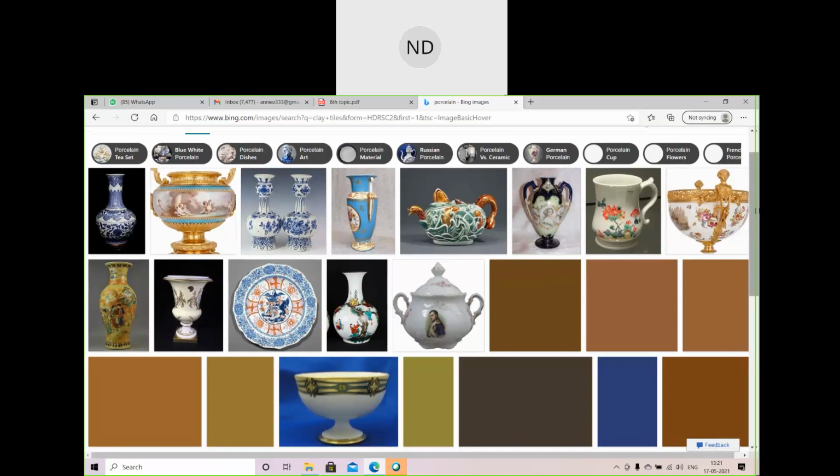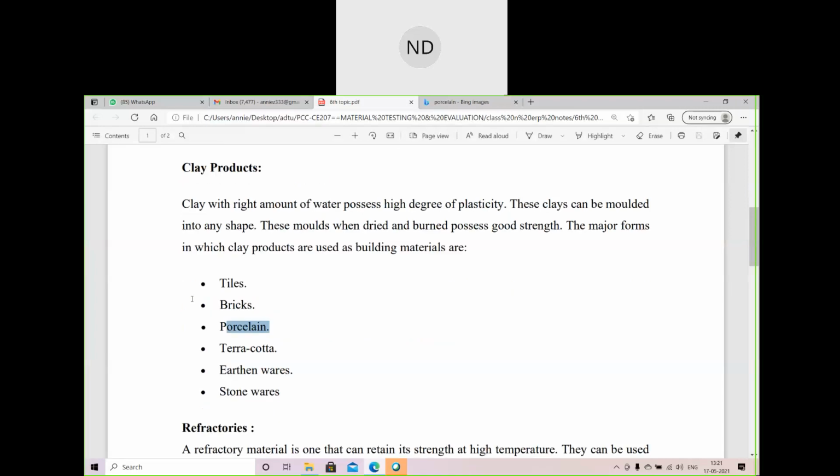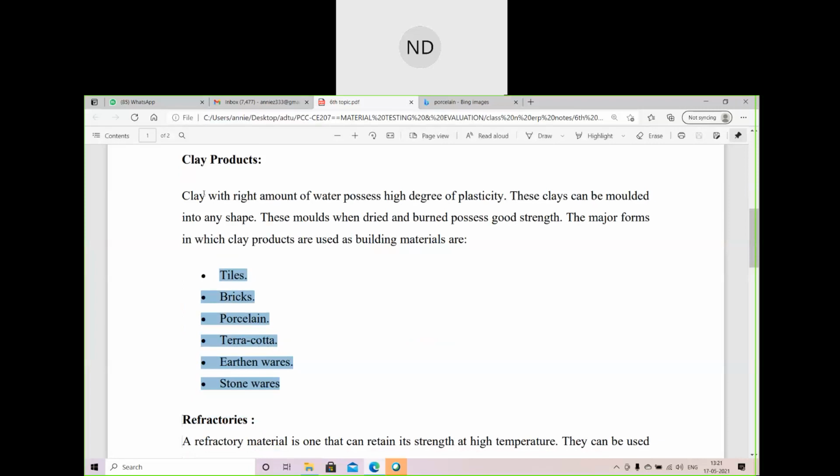Okay, so next form is your terracotta. Terracotta is what? This is actually the same thing as clay. These are different forms of clay. All of these are made up of clay. So terracotta is also made of clay, but it is of baked earth.